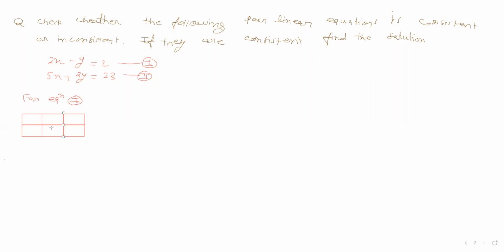now this is the table. This is x, this is y. Now put the value of x equals 1. So y equals 0. When you put the value of x equals 3, then you will get y equals 4.